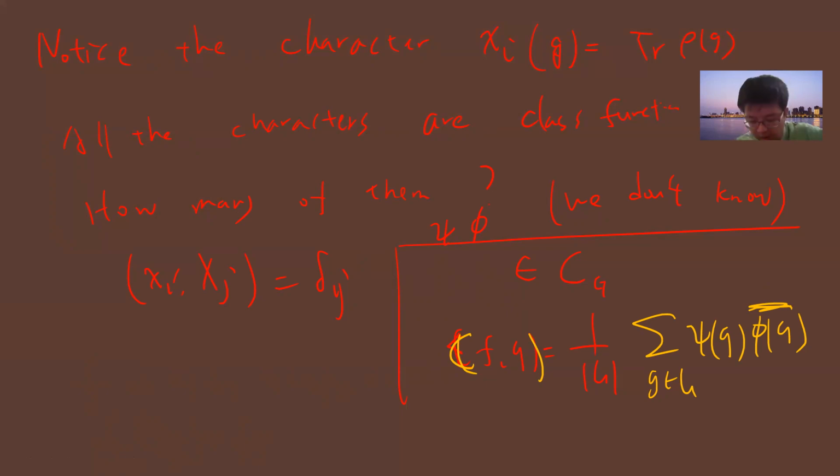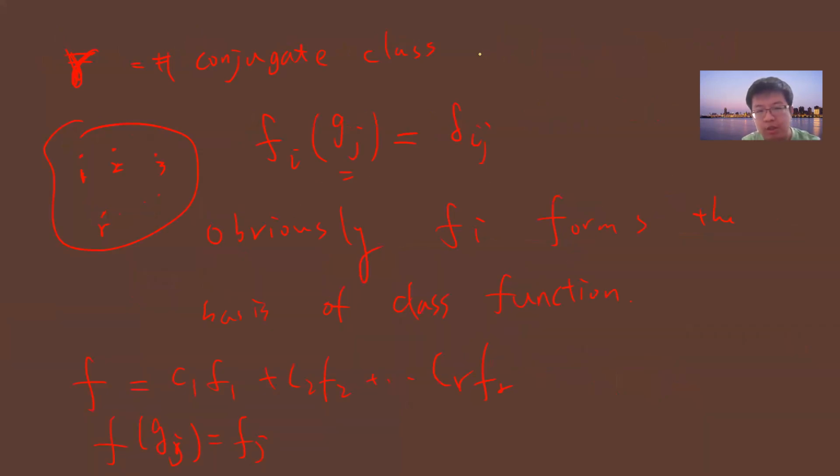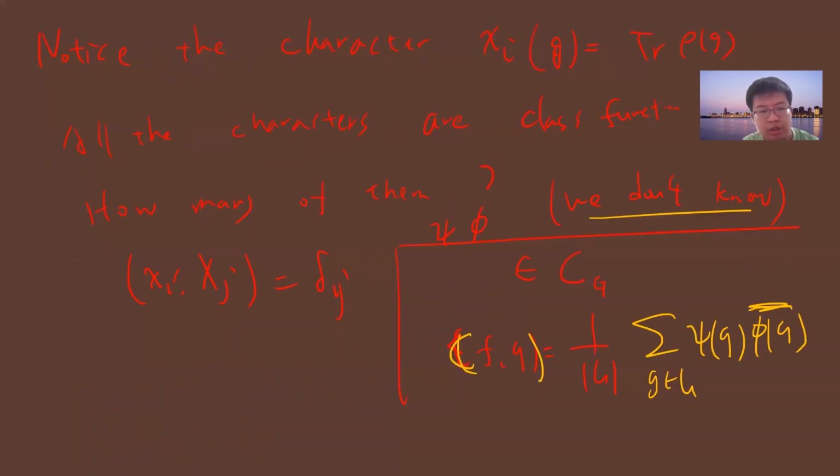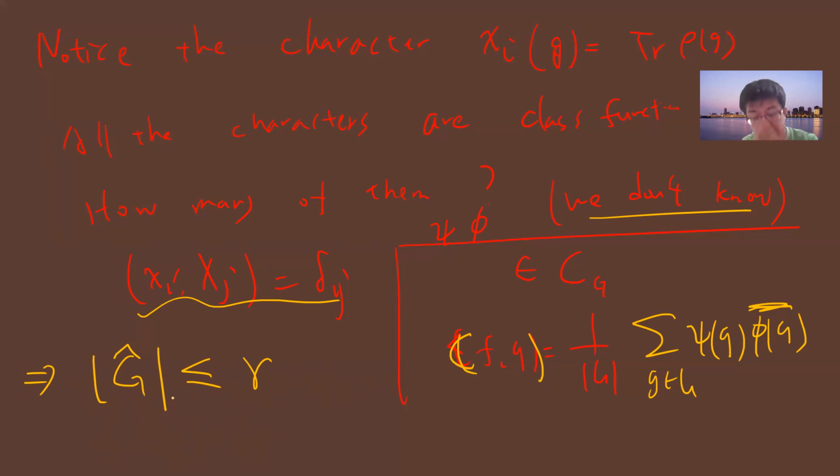Okay, so we don't know how many of them, but we know that an independent set has at most R elements, and these characters are orthogonal, so the chi_i must be linearly independent. This tells you that the number of irreducible representations, which I denote |G hat|, is at most R, because they are linearly independent and the number of linearly independent functions should be less than or equal to R. The non-trivial part of the theorem is actually to prove that this is exactly R. So this is what I'm going to prove.